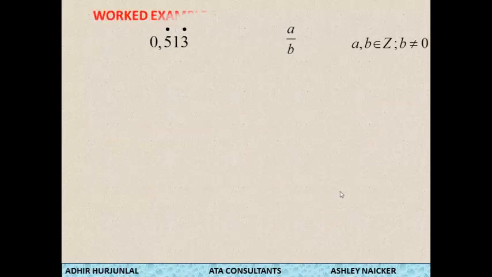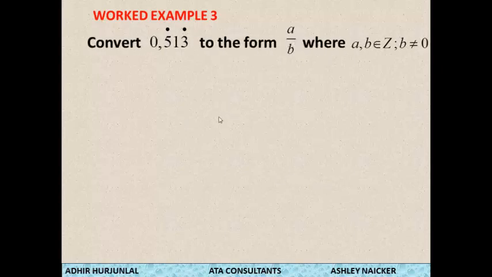Worked example number 3. Can you see it's getting a bit more difficult? Convert 0,513 to the form a over b. And if you look at this here, it is 0,513 with the 5 recurs and the 3 recurs. Very good. Let's go ahead.